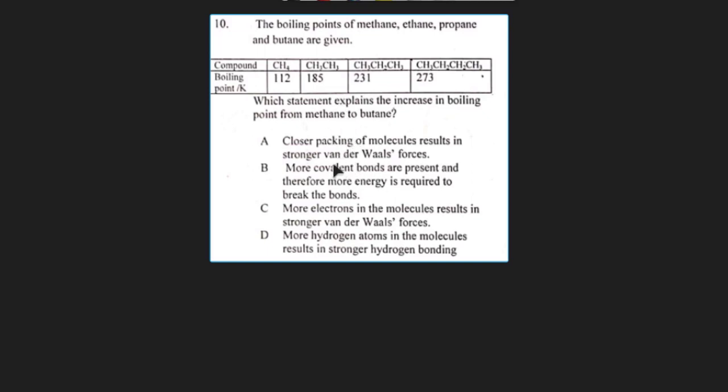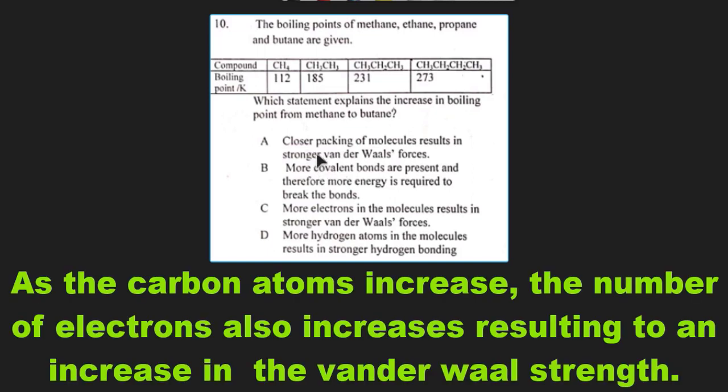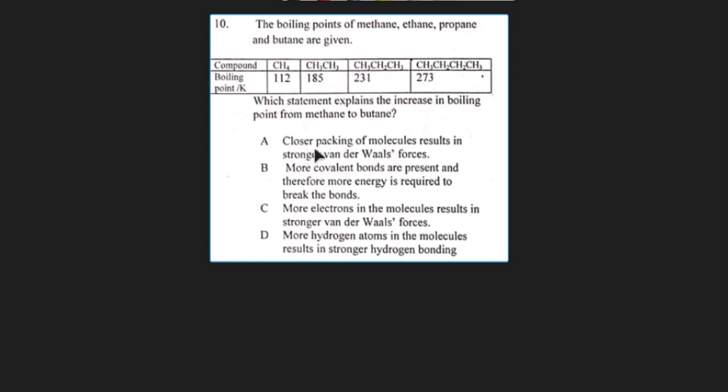We talk about an increase in van der Waals strength as atomic mass increases, the number of atoms increases, and the number of electrons also increases. Therefore, more electrons in the molecules result in stronger van der Waals forces. That is why there's an increase in boiling point. So, our best option is C.